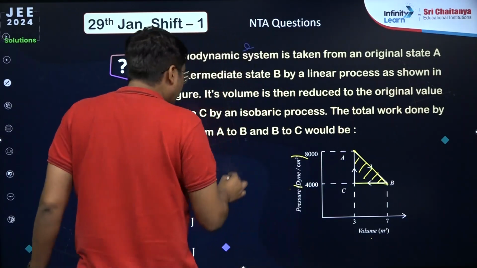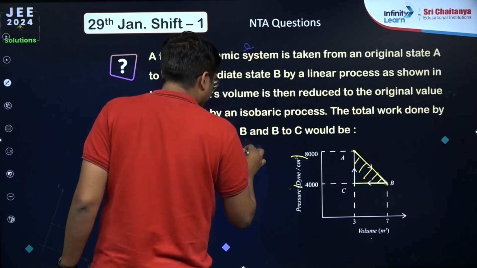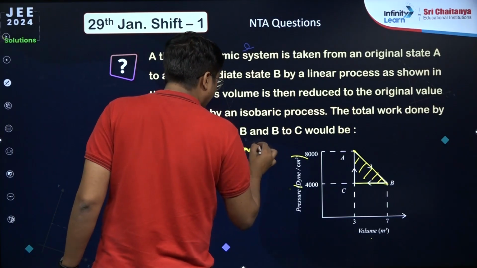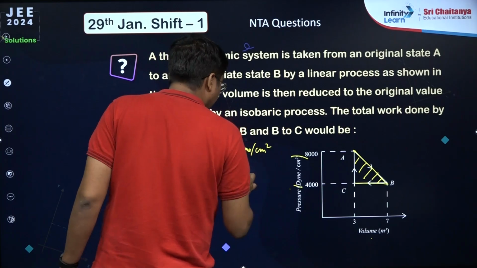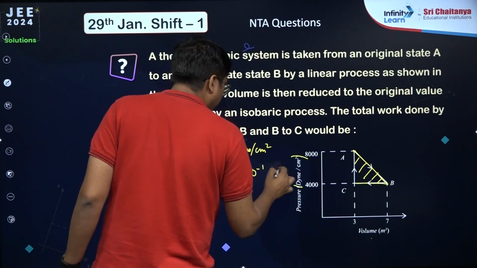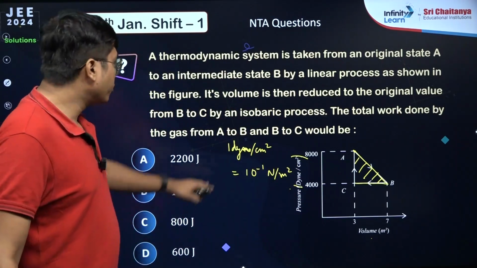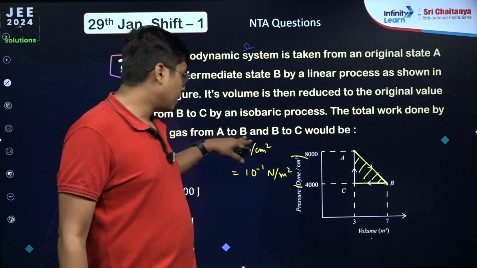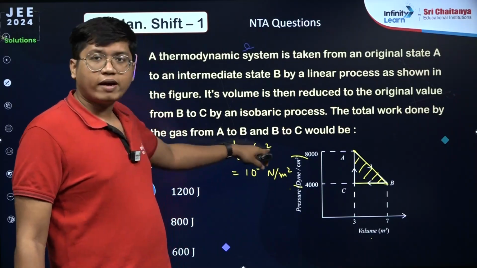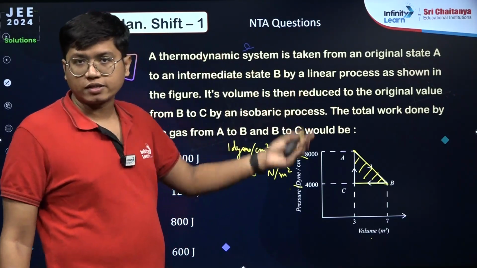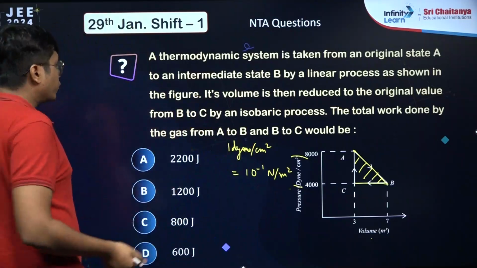So dyne per centimeter square. 1 dyne per centimeter square is actually equal to 10 to the power minus 1 Newton per meter square. That's the conversion factor. You can put dyne is 10 to the power minus 5 and centimeter square is 10 to the power minus 6. Based on that, you would get it.